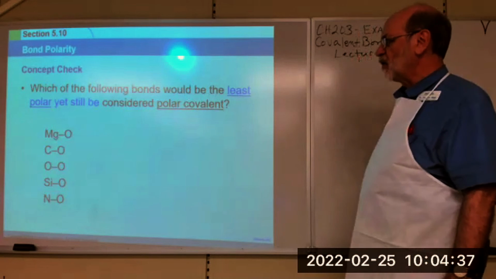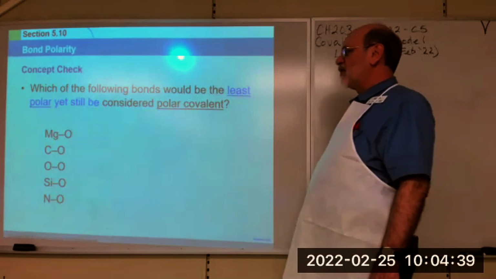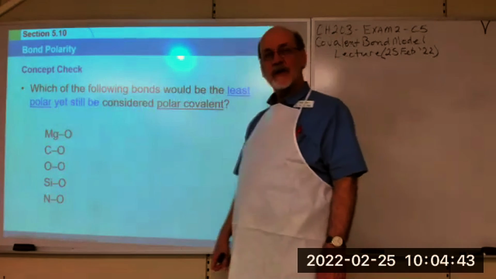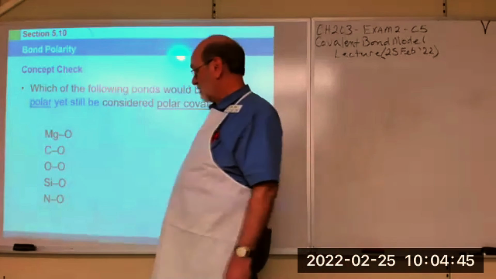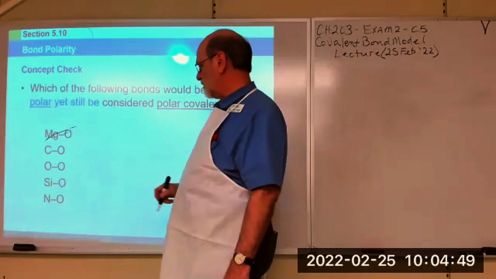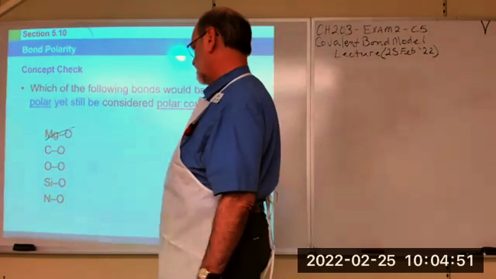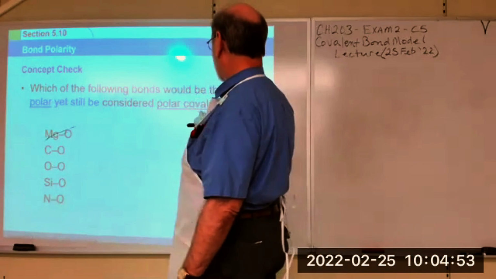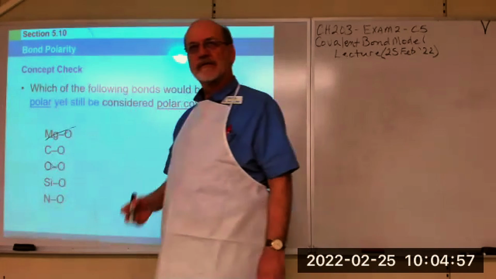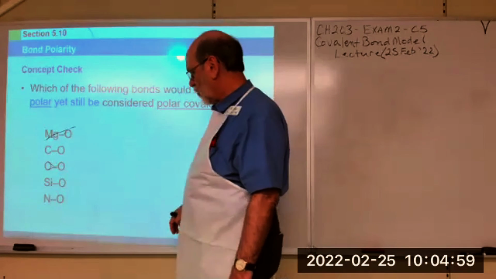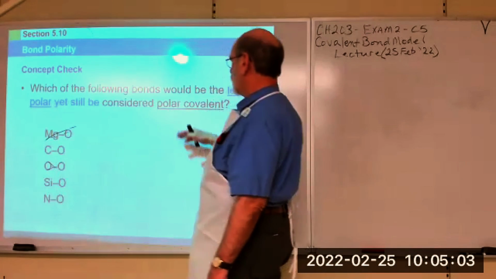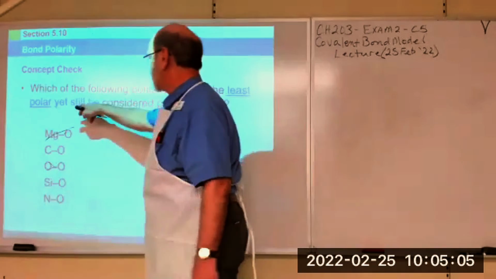Which one would be the least polar, yet still be considered polar covalent? Okay, if it's going to be covalent, we've got to get rid of the ionics, right? So that's a metal, nonmetal. Don't even consider it. Got any more metal, nonmetals? No, okay. Polar covalent. Those are equal, they don't count either. That's nonpolar. So we have the potential for polar here, here, and here. So which one would still be the least polar?